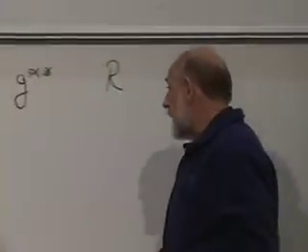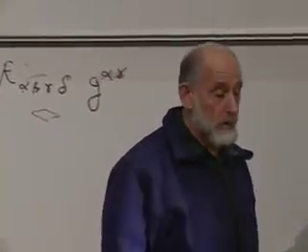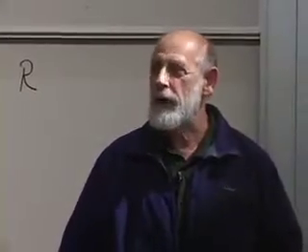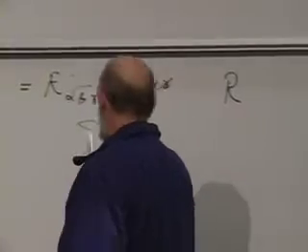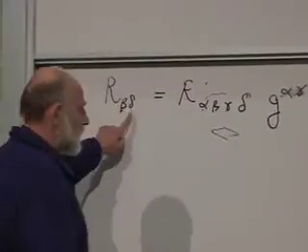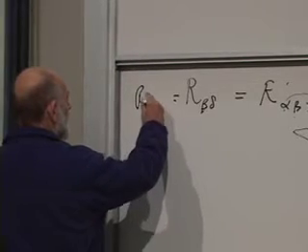It's made out of the Riemann tensor, but it has only 2 indices, and it's symmetric. The symmetries of the Riemann tensor assure that this is symmetric. So this is also equal to R delta beta.